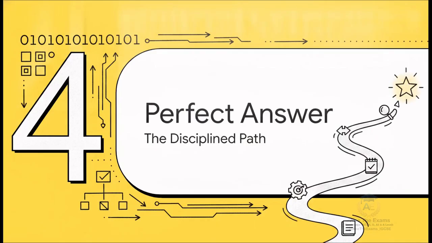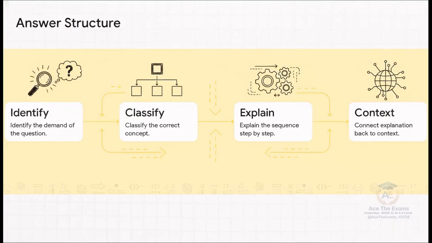Moving on to Section 4, the perfect answer structure, the disciplined path. So how do we actually avoid falling into that trap? Well, here is your technical method. First, identify the demand of the question. What type of thinking is it even testing? Second, classify the correct concept. Third, explain the sequence or structure step by step, logically. Please, don't jump backwards and forwards. And finally, connect your explanation back to the context. Following this structure ensures your facts aren't just written in some random illogical panic.